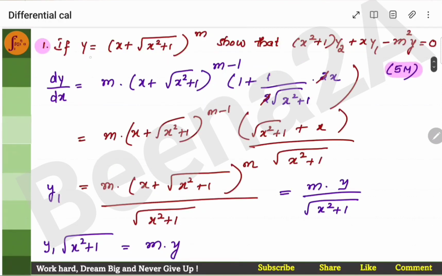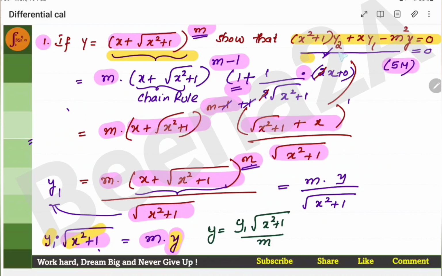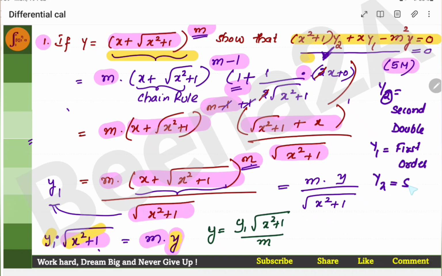So first one, if y is equal to this particular expression to the power m, so that this particular expression is equal to 0. Now you will have to use double differentiation. Now, how do you know that it is double differentiation? Because you have y2 here, right? This y2 subscript will tell you it's second order derivative or double differentiation. If you have y1, then it becomes first order derivative, that is first differentiation. If you get y2, then it is second order derivative.